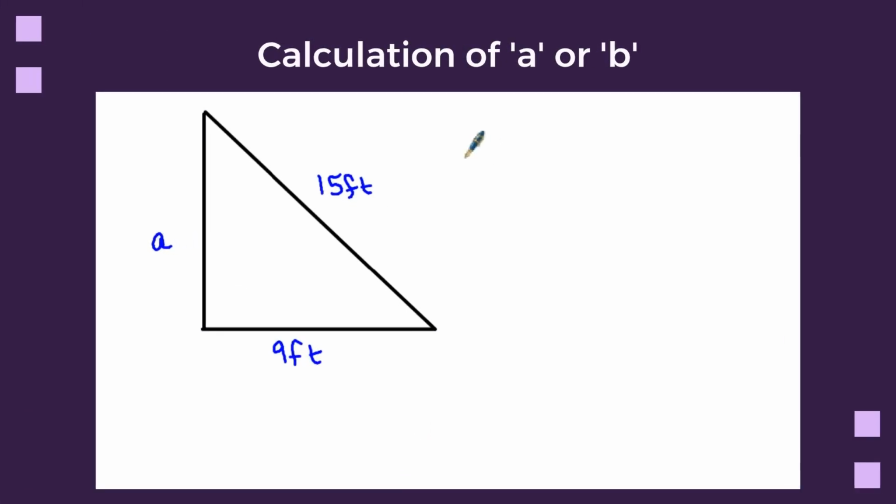If you know C and one leg, subtract the square of the known leg from the square of C, then find the square root of the result. In this problem, you square 15, which is 225, and square 9, which is 81. Instead of adding, we subtract to find the shorter leg. The square root of 144 is 12.